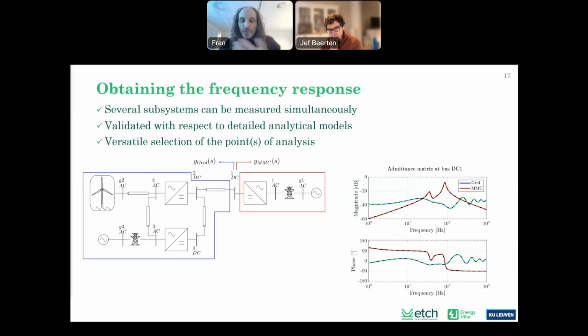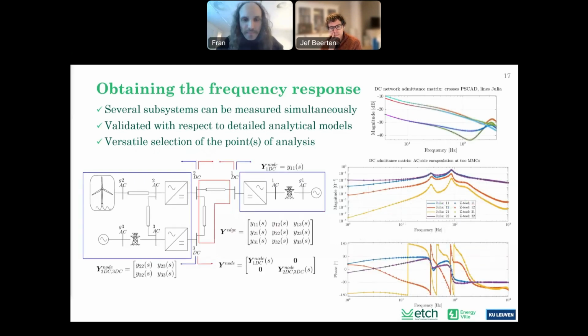In addition, for all of these tests, we try to use as good models as possible. So we also incorporated the frequency-dependent models of the cables and the overhead lines. That's why you see some modes on the frequency response there at higher frequencies. But you can also partition the system at different points.